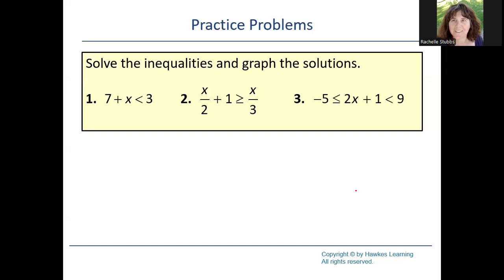So we're going to solve these inequalities and we're going to graph them. Take a moment, pause the video, and then you're going to go ahead and check your solution with me. All right, let's begin this first one.